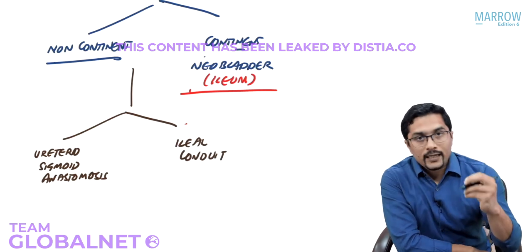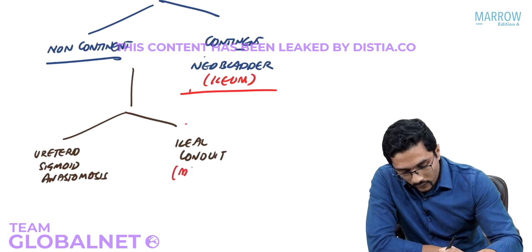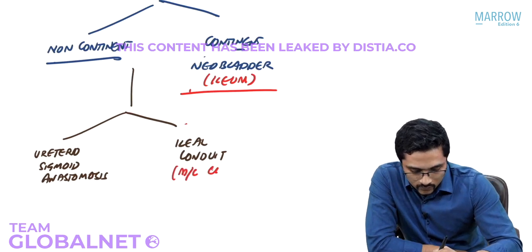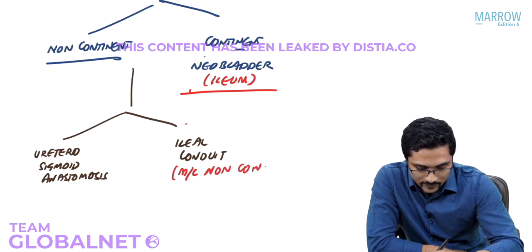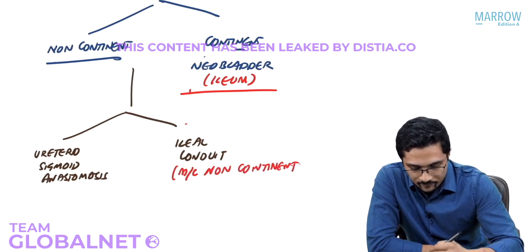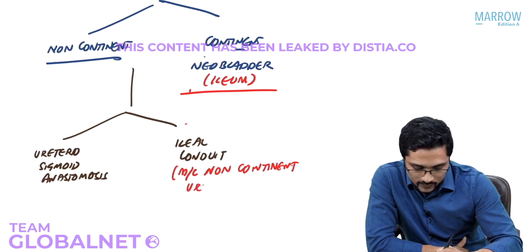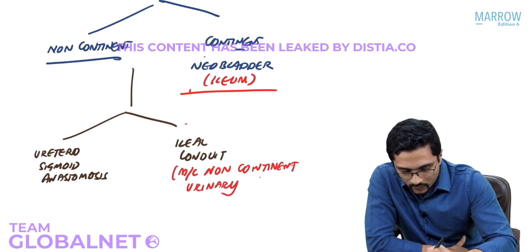I'll talk about an ileal conduit, but you should know that ileal conduit is the most common non-continent urinary diversion for bladder cancer. This question has been asked multiple times in the exam. Most common non-continent urinary diversion is ileal conduit.